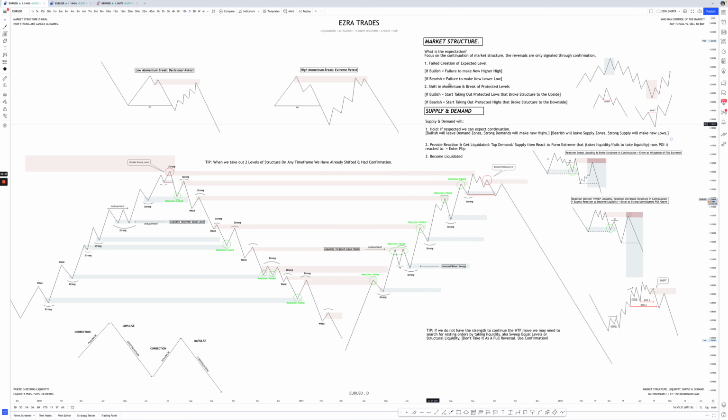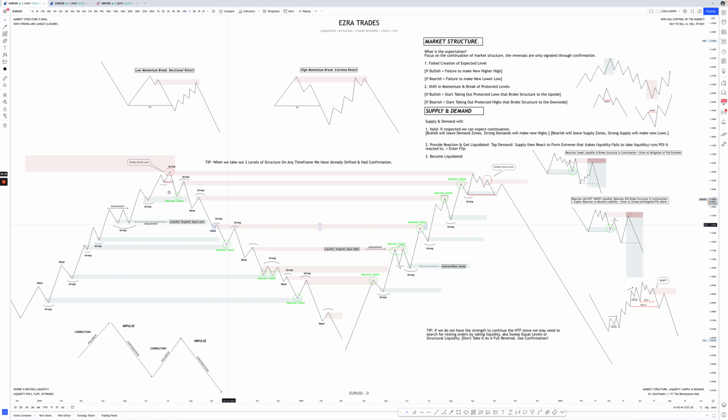So that's important. So remember, market structure, how to identify when it's shifting and showing weakness, that we could see reversals, right? How can we get confirmation? Through noticing the strength of when we start taking out multiple levels. We went over the correction, where we have pullbacks, where we have continuations, impulsive continuations, right?